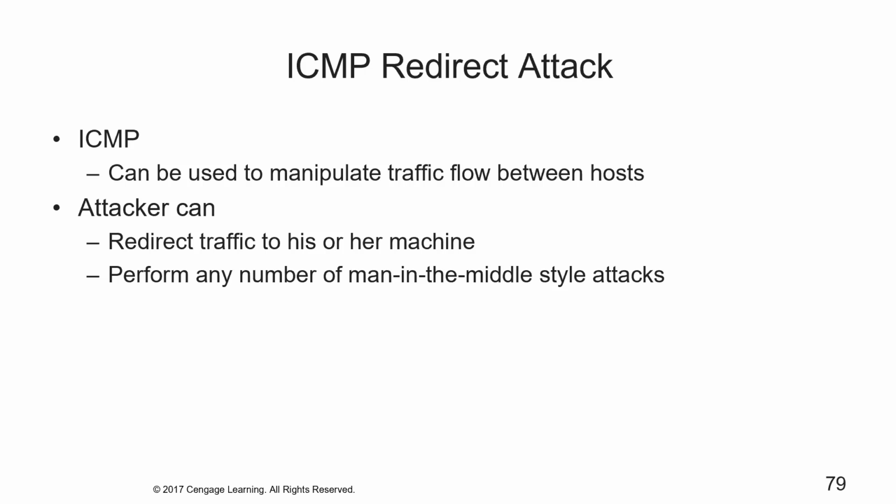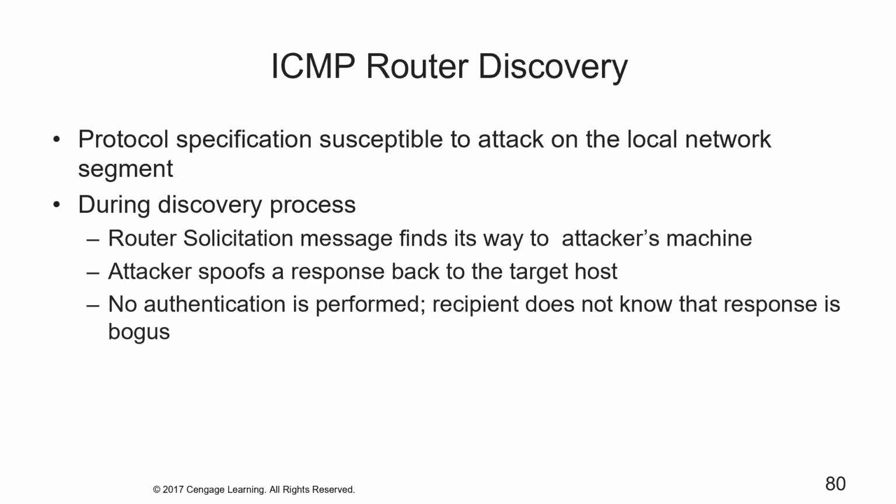So an ICMP redirect attack: ICMP can be used to manipulate traffic for the flow between hosts. An attacker can then redirect traffic to their machine and perform what are called man-in-the-middle style attacks, when they sit between a source and a destination and either read data, exfiltrate data, or modify data.